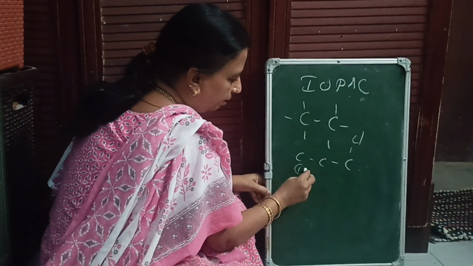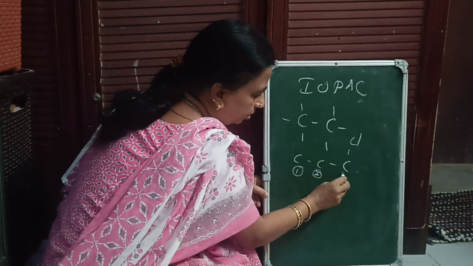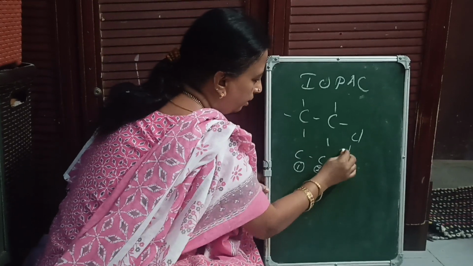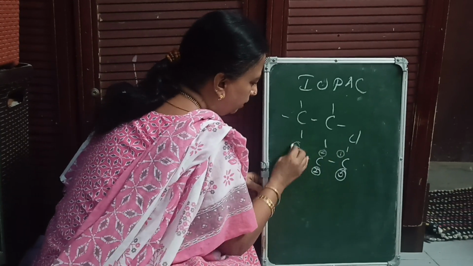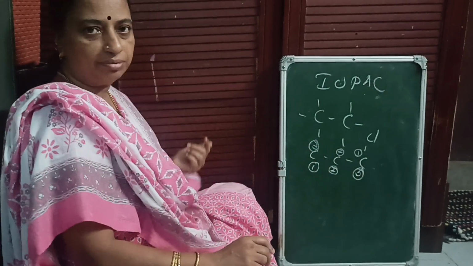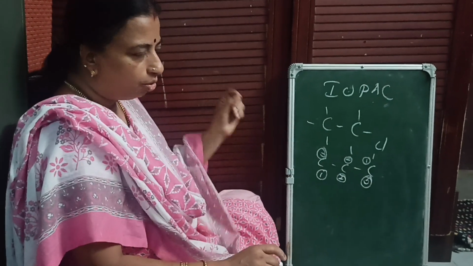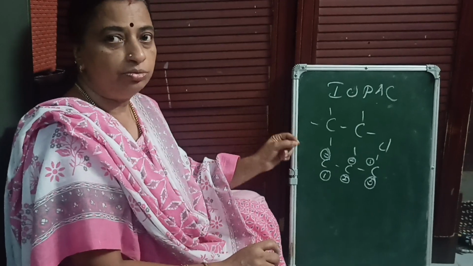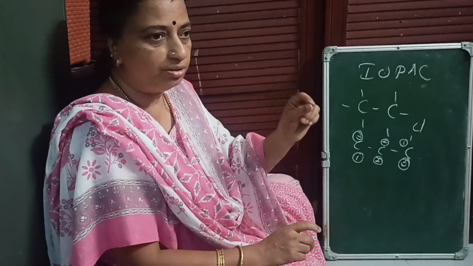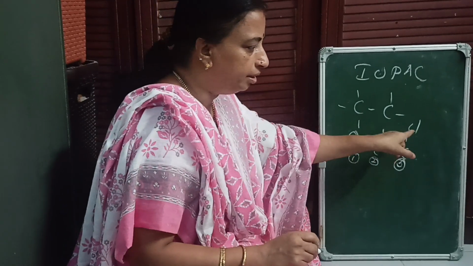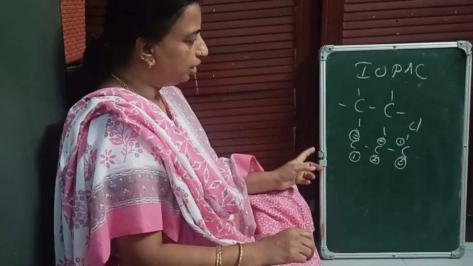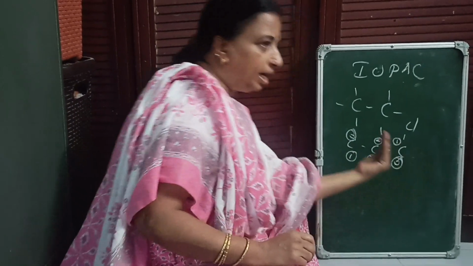We have to start numbering from here 1, 2, 3, and backward also we have to write it. We have to tell them to start numbering from the forward direction as well as the backward direction, because the lowest number is to be given to the substituent. So which is the substituent? Chlorine is the substituent here. So the lowest number is to be given, so you have to start from backward counting.